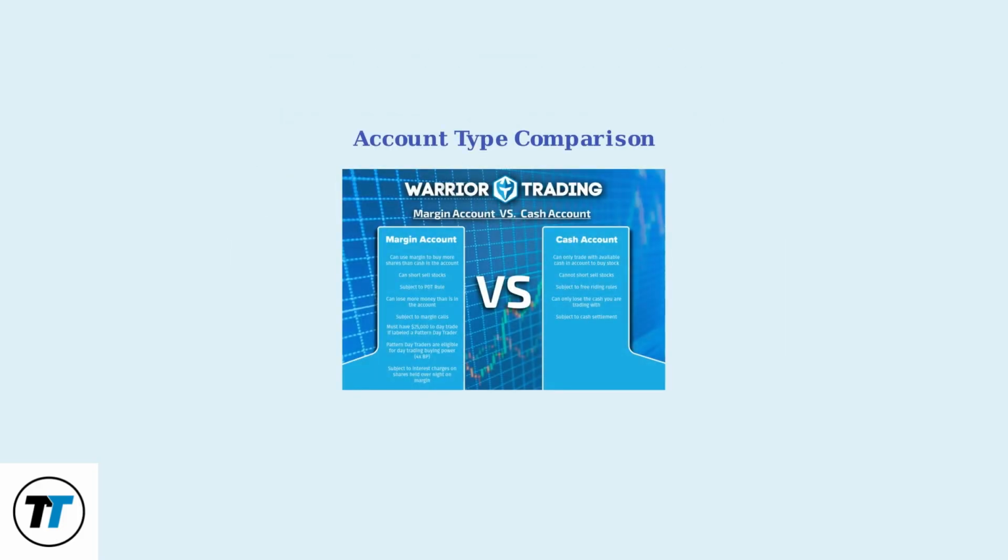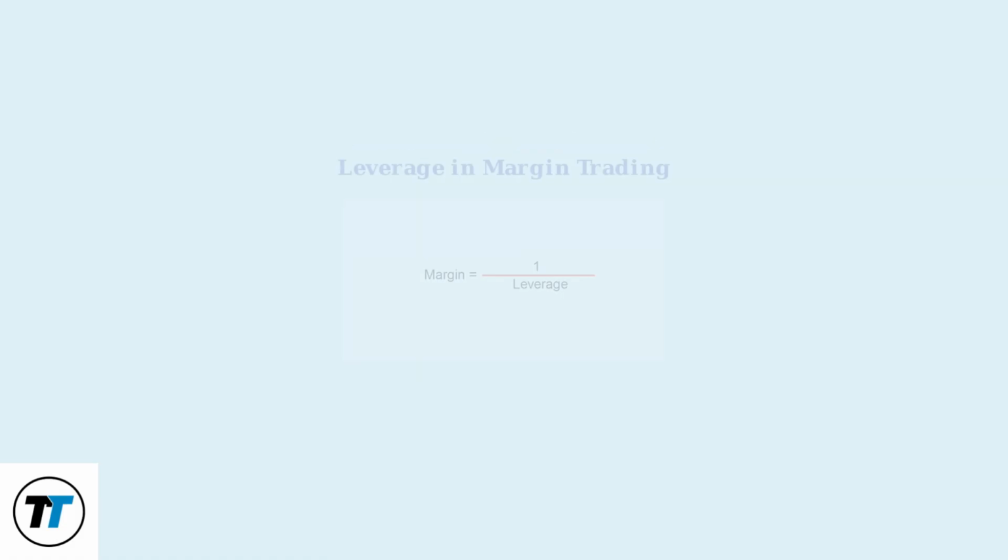Here's a visual comparison of margin and cash accounts. Cash accounts are limited to your available cash, while margin accounts offer more flexibility but with additional risks. The leverage formula shows how margin allows you to control more shares with less money. For example, 4-to-1 leverage means you can buy $4,000 worth of stock with just $1,000 of your money.